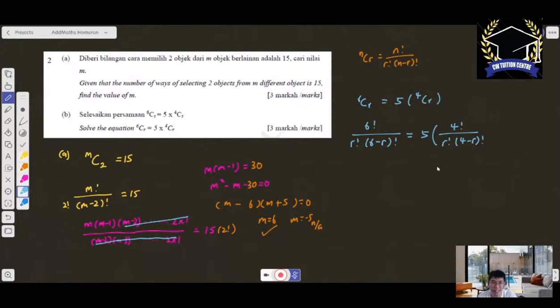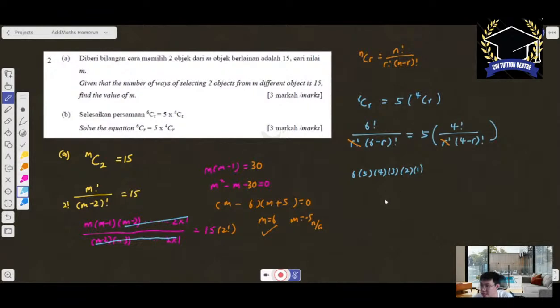So actually, if we take a look here, this is a little bit confusing because the r is unknown, right? The r is unknown. So if you take a look here, I can cut the r away. r and r I cut away. So what is 6 factorial? 6 factorial is 6, 5, 4, 3, 2, 1.